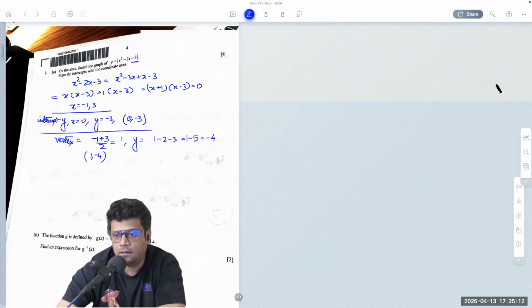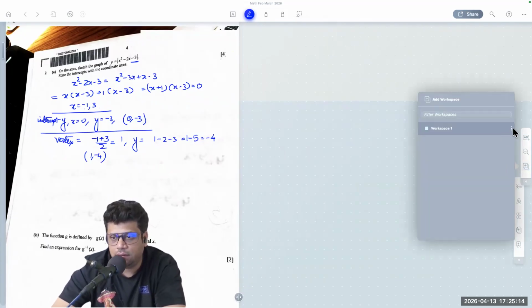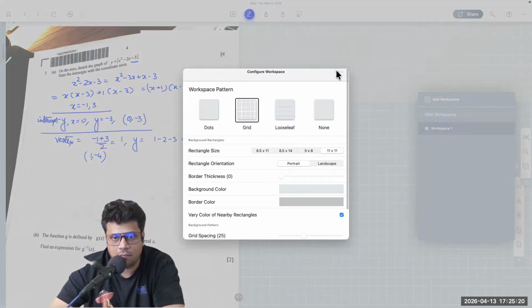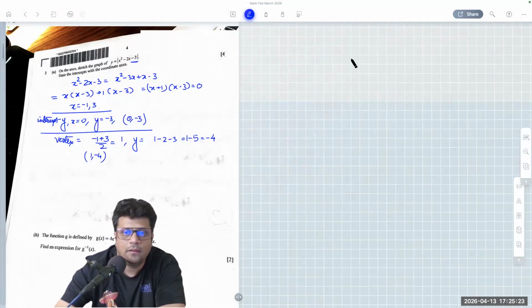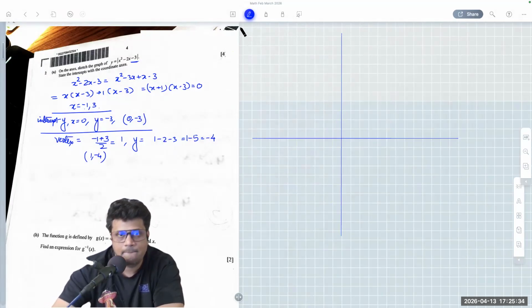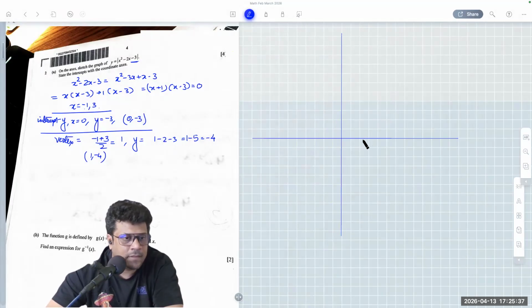Let's get this turned into grids. Can I get grids here? Yes. Okay. So we are looking at minus 1. Let's give them 2 units. 2 units. 1, 2, 3. That's 3 for us. And 1 comma minus 4.